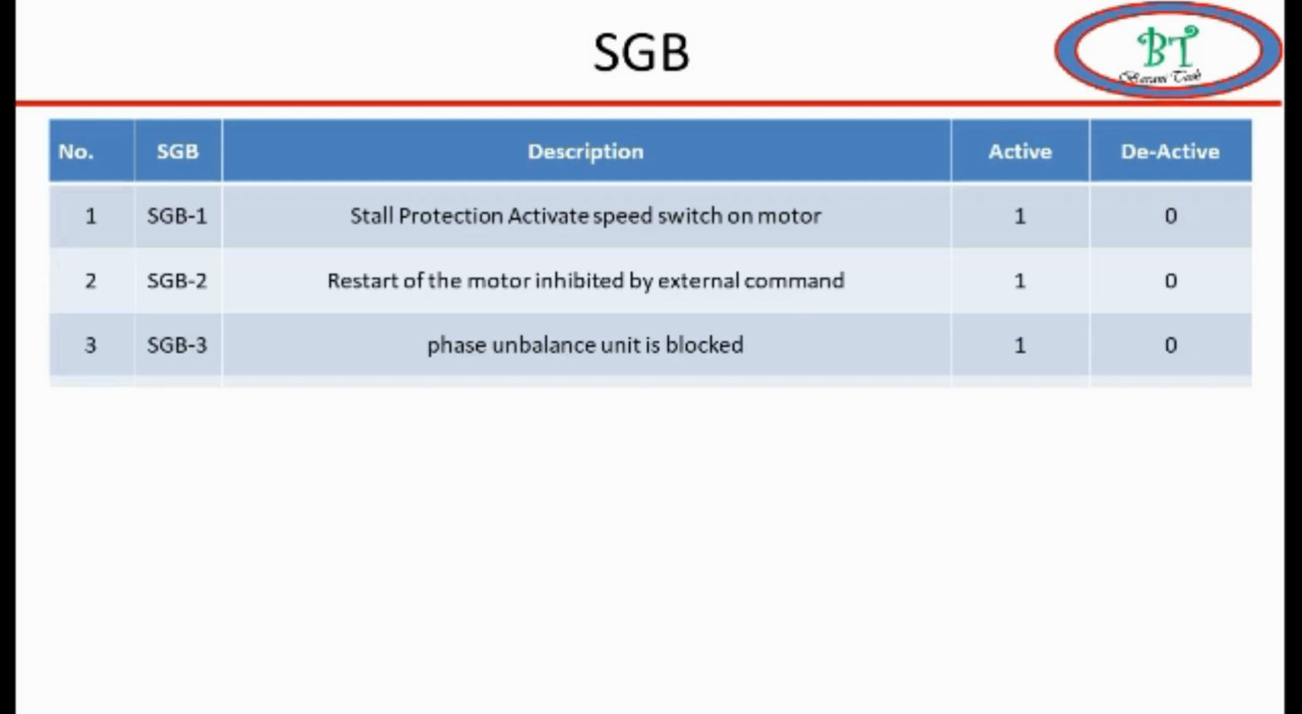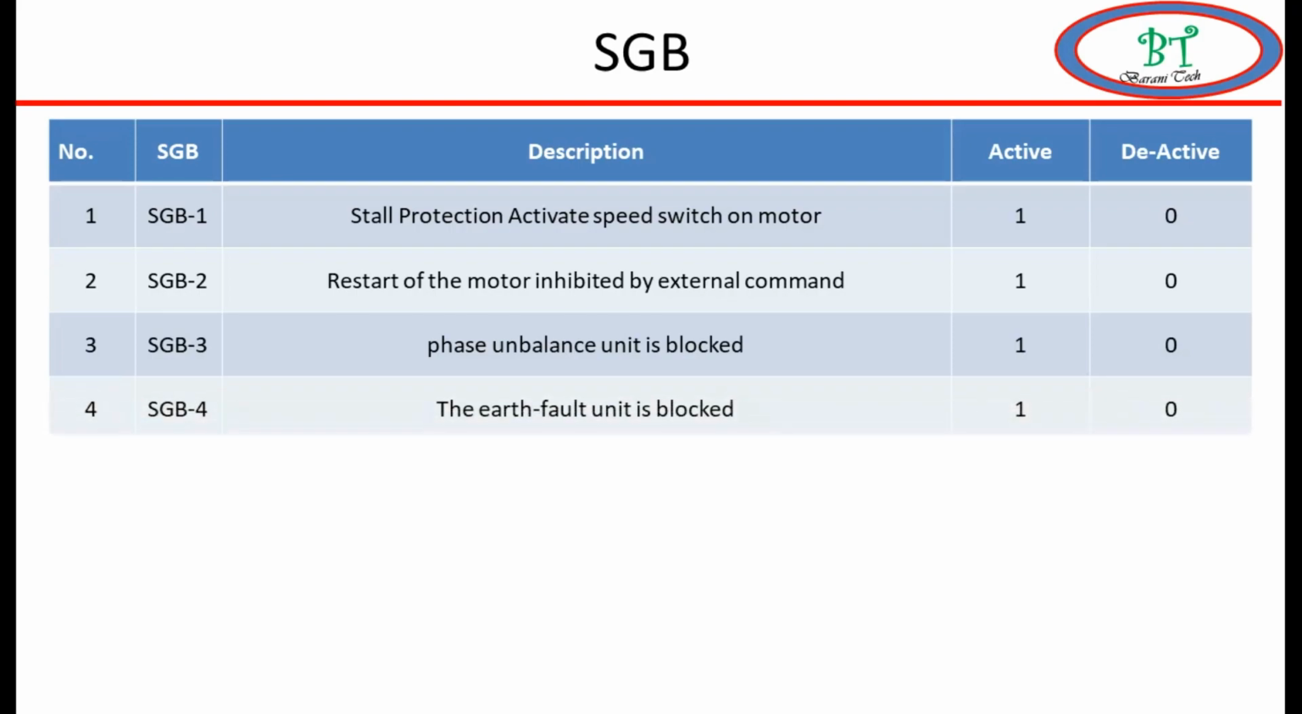Normally we will use this during the starting time of the motor. This blocking signal we will get from the starter unit. When the motor is getting started, the unbalance is blocked only at the time of motor starting. Next, SB4. When SB4 is 1 and the binary input terminal 10 and level is activated, then it will block the earth fault. Same as before, this is also used at motor starting time, to avoid unwanted trips.